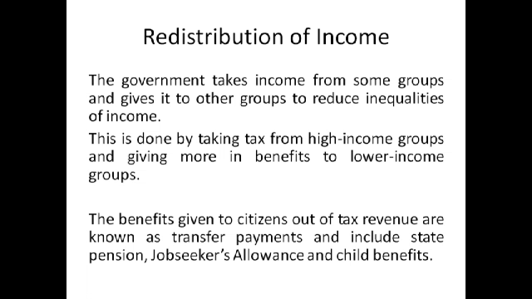It's unlikely that the original distribution of income will be fair, so the government redistributes income to try to reduce inequalities. It does this by taking tax from high income groups and giving more in benefits to lower income groups. The benefits given to citizens out of tax revenue are known as transfer payments and include state pension, job seekers allowance and child benefits, currently given to parents earning less than a specified amount with up to 2 children under the age of 16.